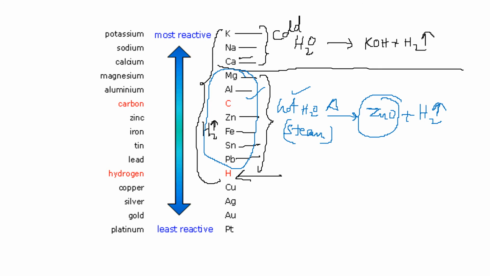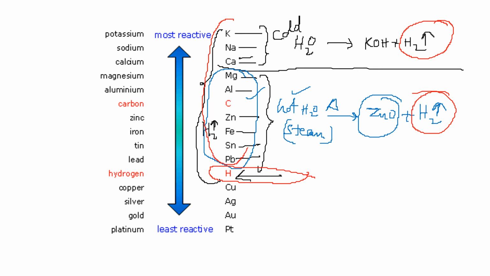So here our main aim is the production of hydrogen, whether hydrogen is produced or not. Yes, exactly. Based on this hydrogen, these metals from potassium to lead produce hydrogen gas like this.